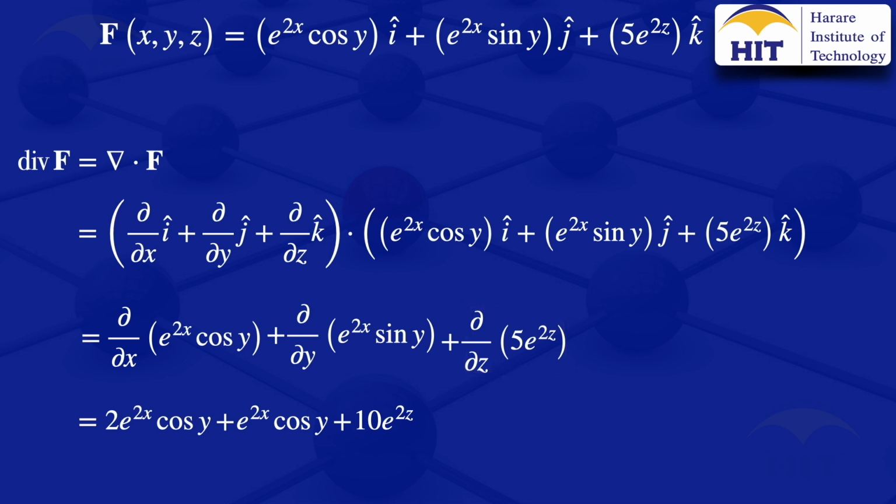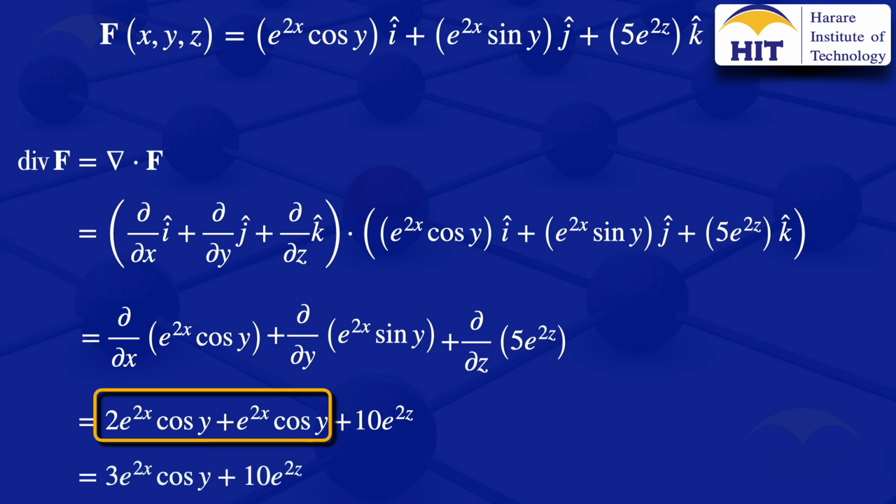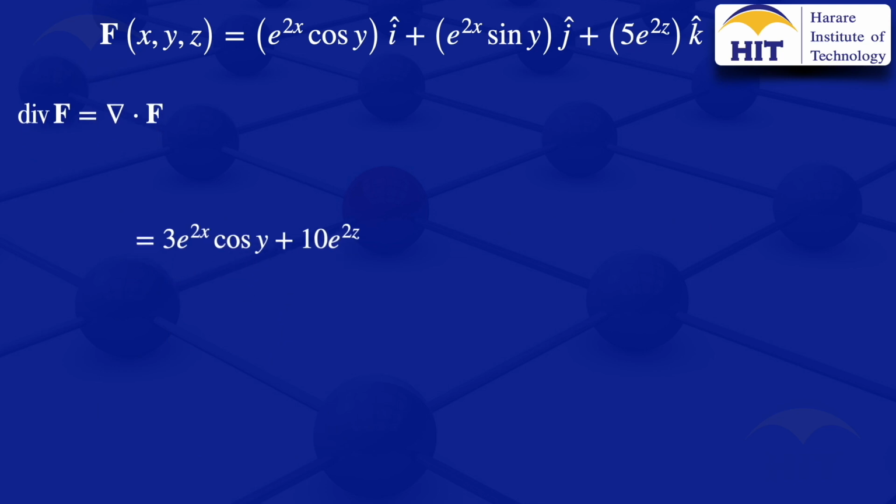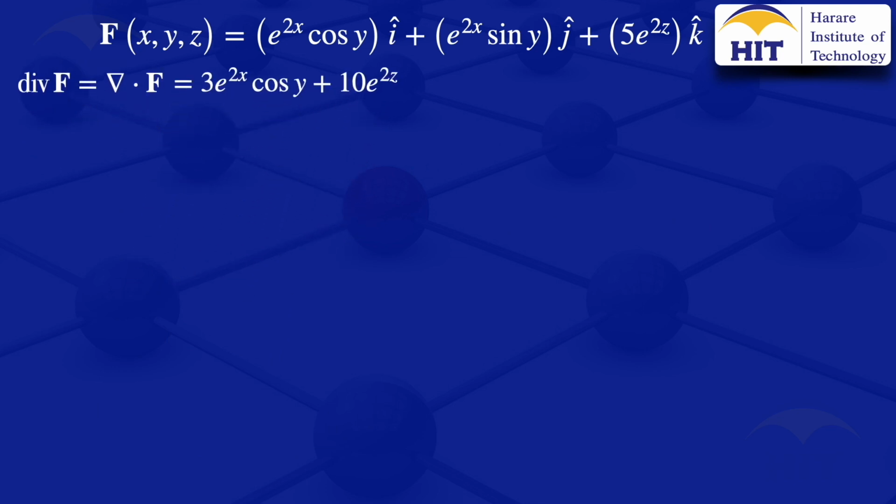So if we look at this part here, we have some common terms. 2 e^(2x) cos y plus e^(2x) cos y simplifies to 3 e^(2x) cos y. So our divergence there will be 3 e^(2x) cos y plus 10 e^(2z). So the divergence of the given vector field is 3 e^(2x) cos y plus 10 e^(2z).